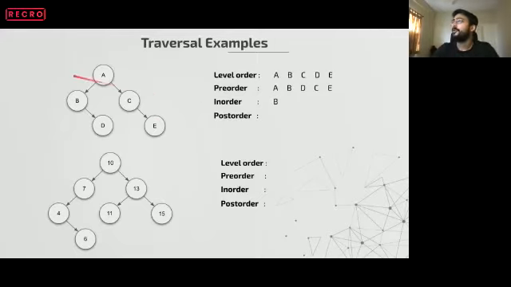So let's solve in order. So this is in order, like we have to process the left tree first. So left tree becomes this one, and we will solve for B because it does not have a left child. So we will process B first, and then we'll process the right child of it, which is D. Then we'll process the root, which is A. Then we'll process C. Since C does not have a left child, we'll process C now, and lastly E. Correct. So let's move to post order.